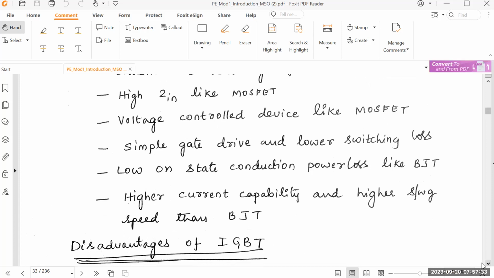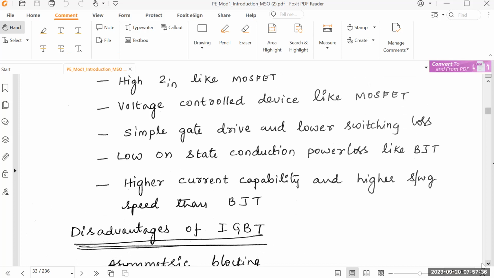It has the higher current driving capability like the BJT, and a higher switching speed than the BJT. The current capability is also high, and the switching speed is also much higher than the BJT. These are the advantages, and let us see the disadvantages now.